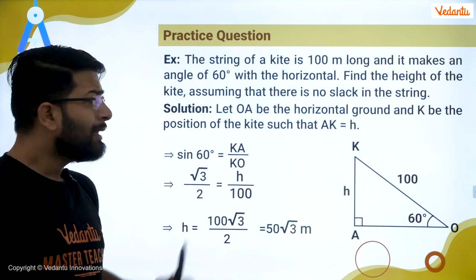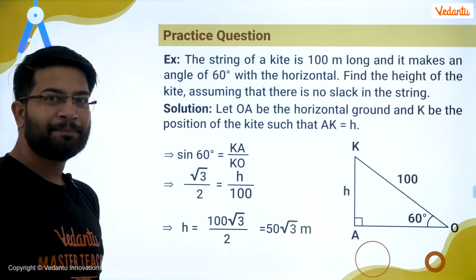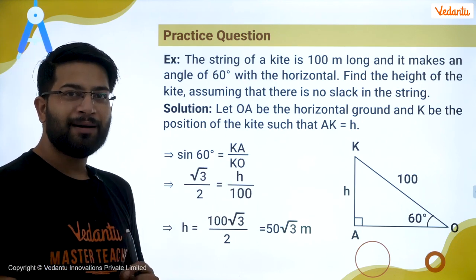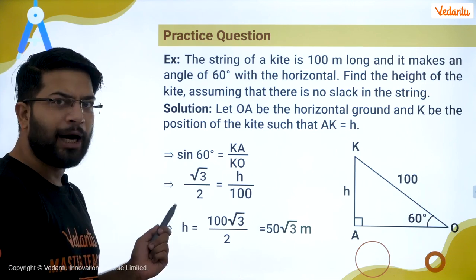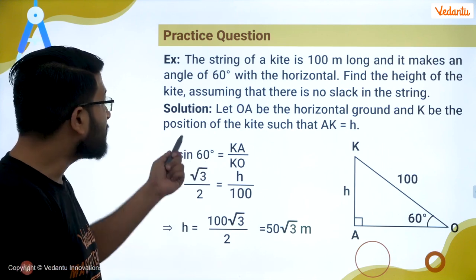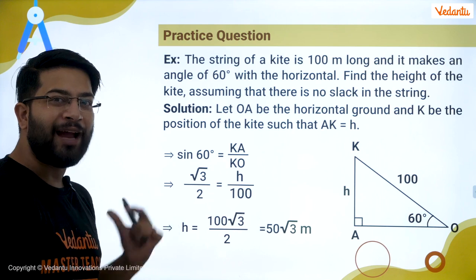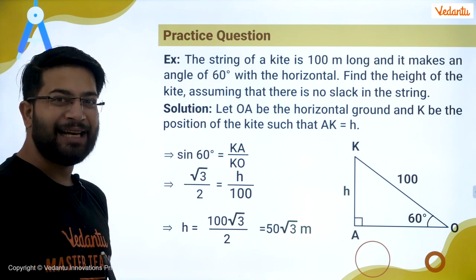Again, we can see that in this right angle triangle, the angle is given to us, right? We have to find the perpendicular, and champ, the hypotenuse is also given to us. So we can apply sine theta, which is nothing but perpendicular upon hypotenuse. Now sine 60 is √3 by 2. From here, we can get the value of h, which is nothing but the height of the kite. I hope it is clear, champ.